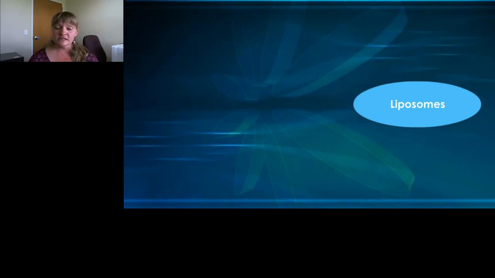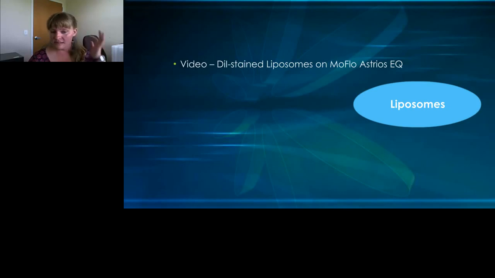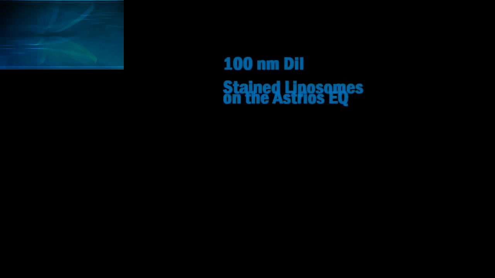The next calibration standard is the liposome. Liposomes can be purchased with different lipid configurations in different sizes. In the next video, the stained DiI liposomes are visible on the instrument touchscreen panel. The DiI liposomes, as we can hopefully see in the video, had a higher fluorescence value than DiI stained liposomes 100 nanometers on the Astrios EQ.